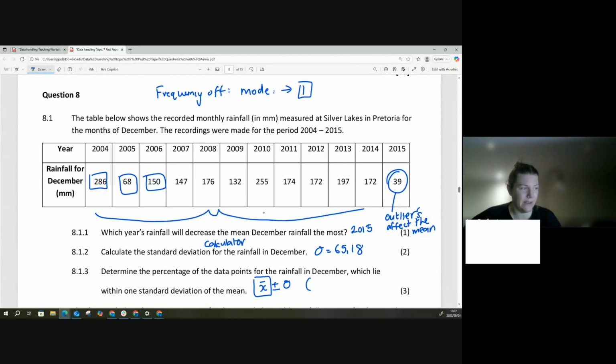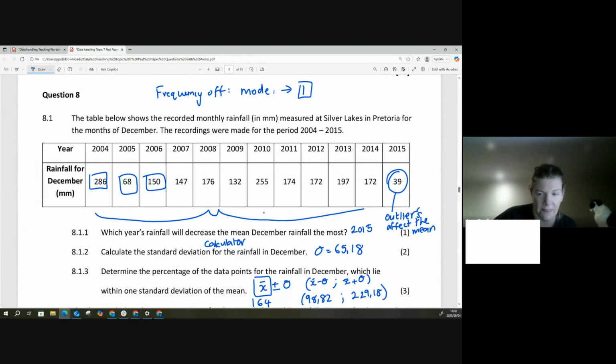So we want to take our mean and minus our standard deviation, and that's going to be the lower limit. And then we're going to take our mean and add our standard deviation, and that's going to be our upper limit. Yeah, good. Okay, so your mean is 164. Absolutely. So now we just need to plus and minus our standard deviation. So we should land up with 98,82 and 229,18. So that means that's within 1 standard deviation of our mean.